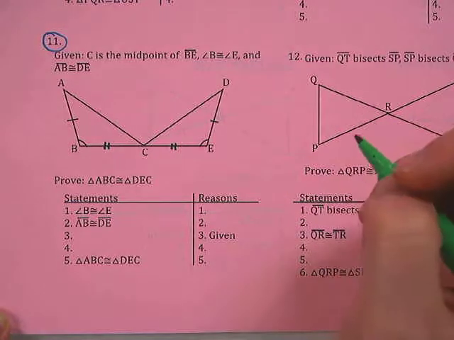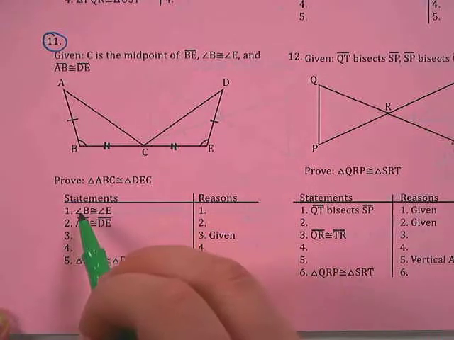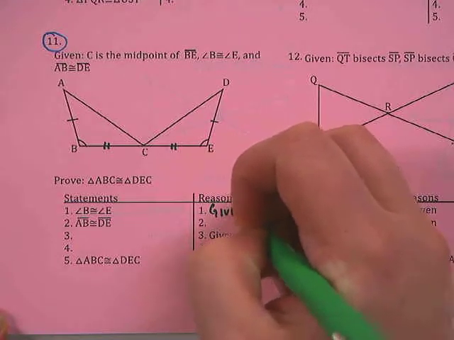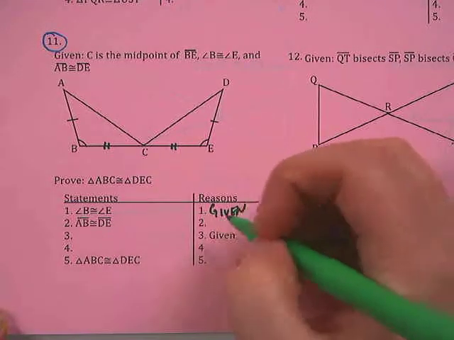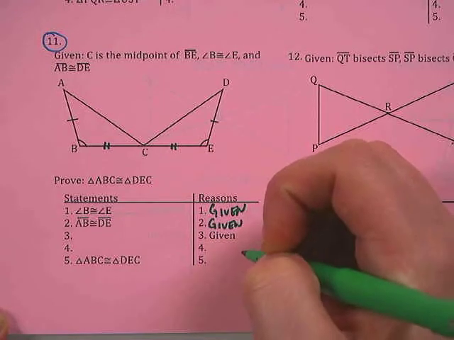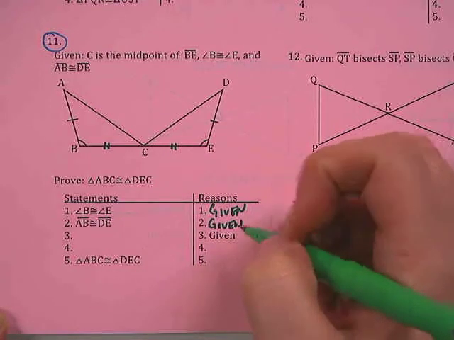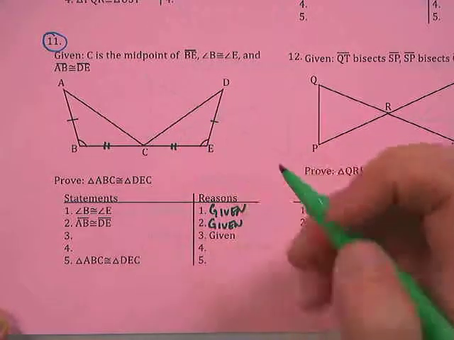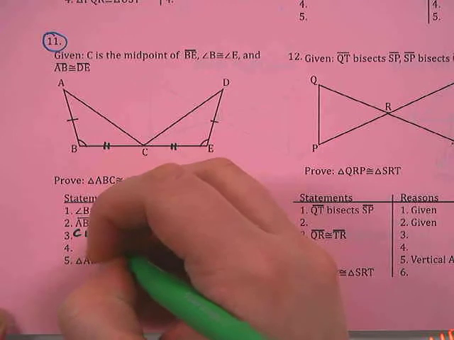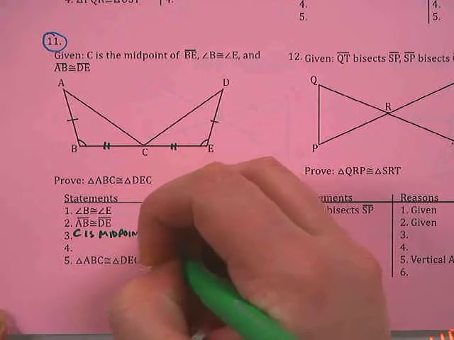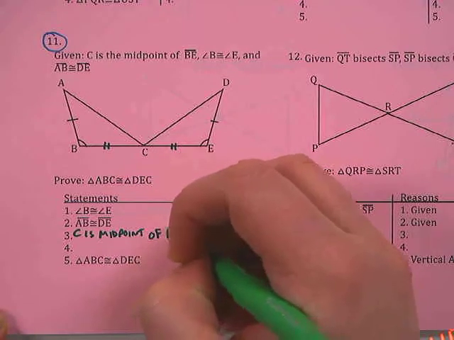All right, so now let's start our proof. We have angle B congruent to angle E, that's given. And we have AB congruent to DE, that's another one of our givens. And so we have to state our last given, which is that C is the midpoint of BE. That's the one we haven't mentioned yet. So let's write that down. C is midpoint of BE.